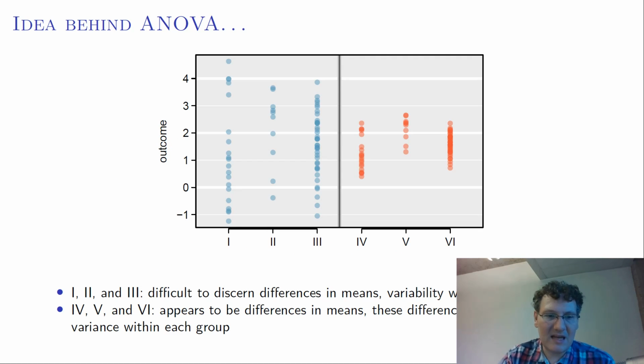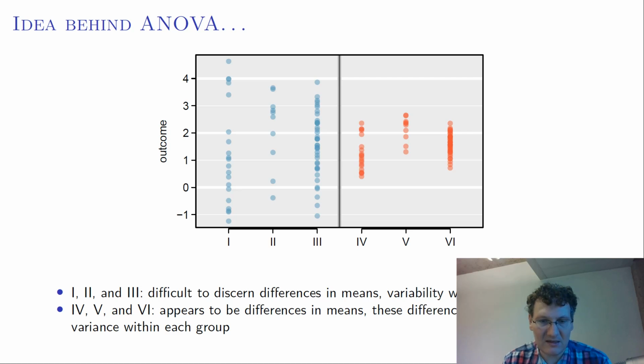So here's an example. We have six different groups, and it looks like they put them in blue and red. It looks like in blue we have groups 1, 2, and 3.